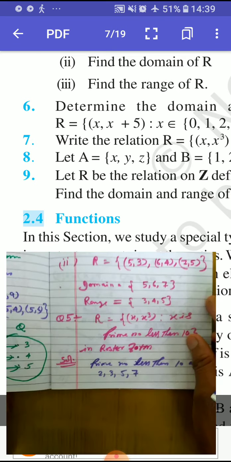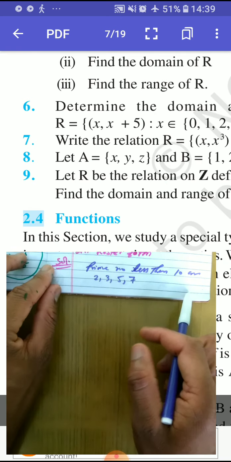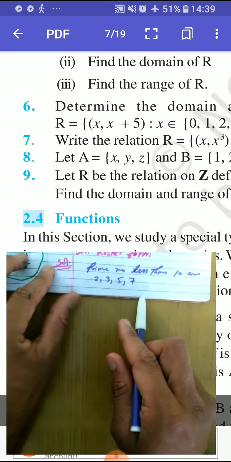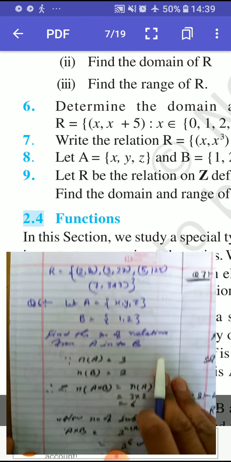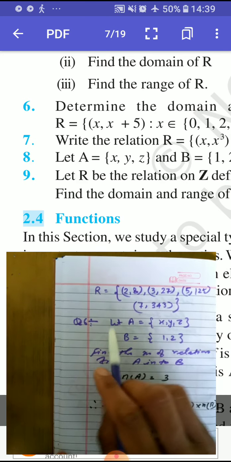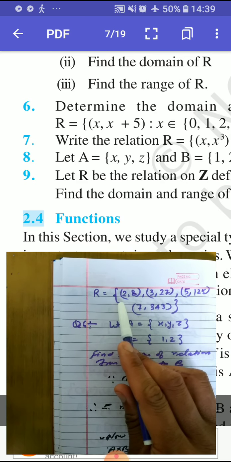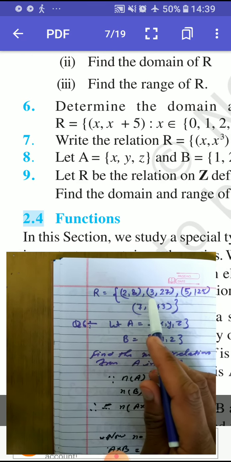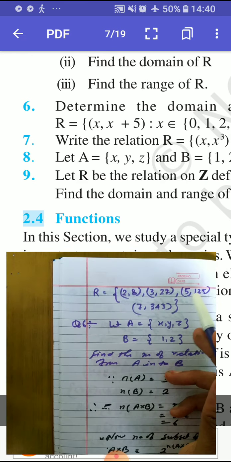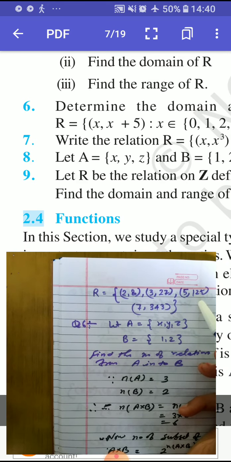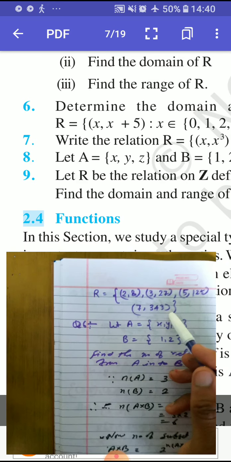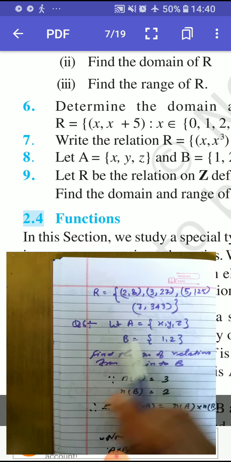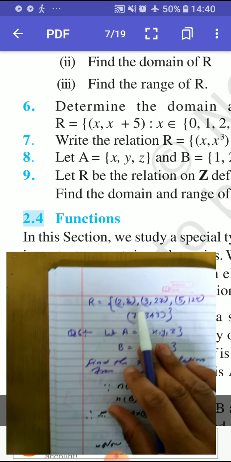In this problem, the prime numbers less than 10 are 2, 3, 5, 7. So therefore, the corresponding roster form: if you put x = 2, then y will be 2 cube, so (2, 8), (3, 27), (5, 125), and (7, 343). Right? So this is the corresponding roster form.